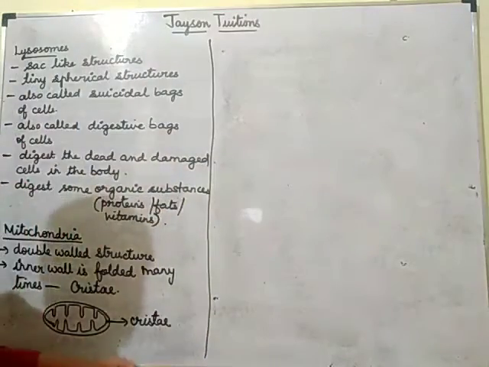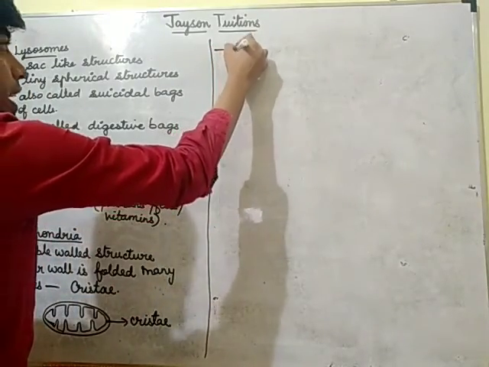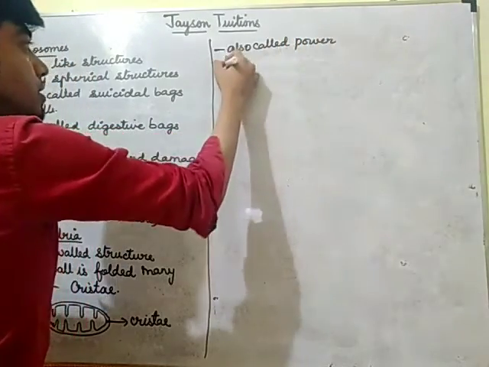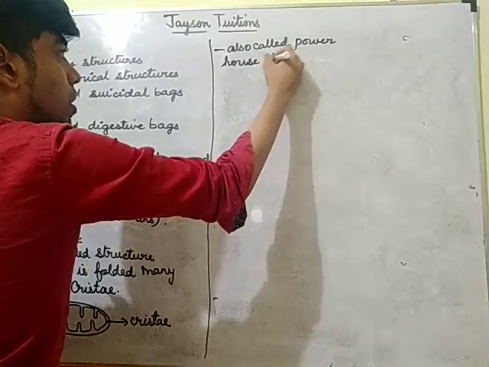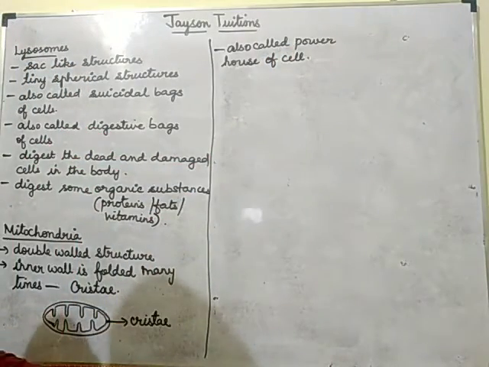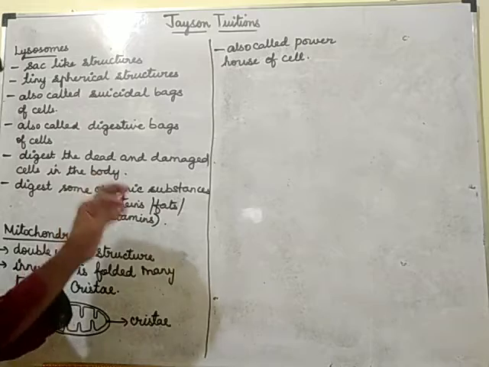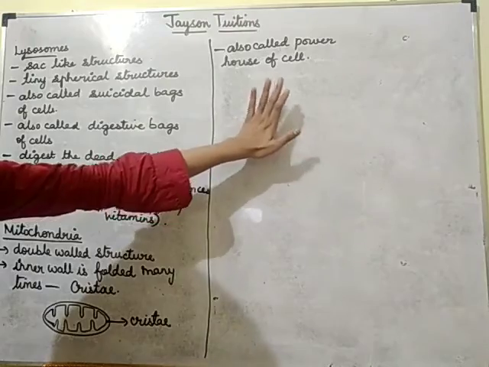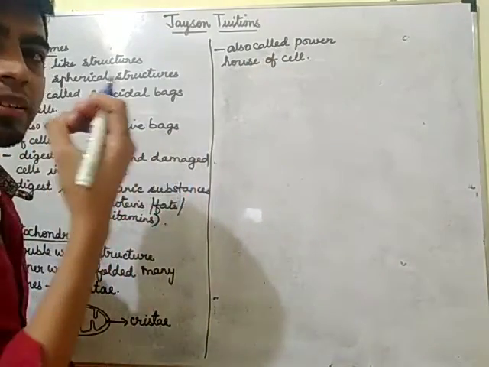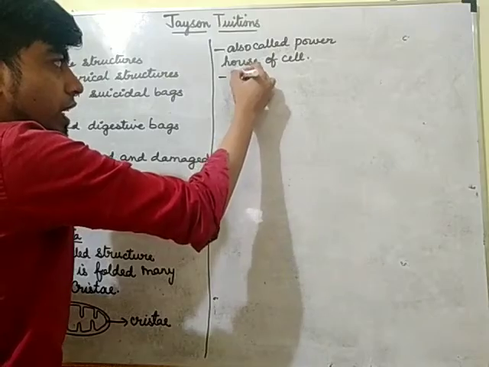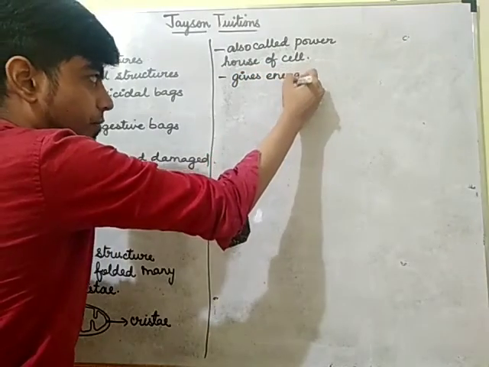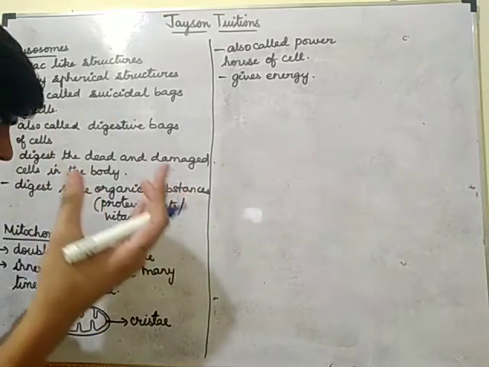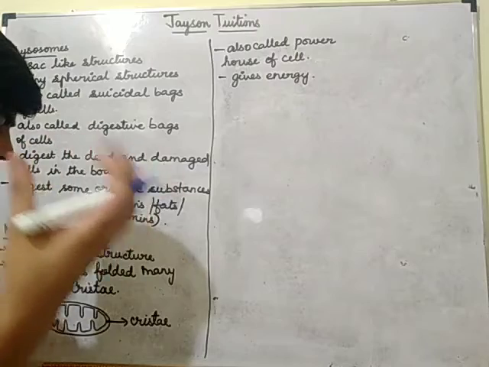This mitochondria is also called the powerhouse of the cell. Why is it called the powerhouse of the cell? Because it gives power. Power means what? It gives energy. This mitochondria will give energy to the cell. So that is why it is called the powerhouse of the cell.